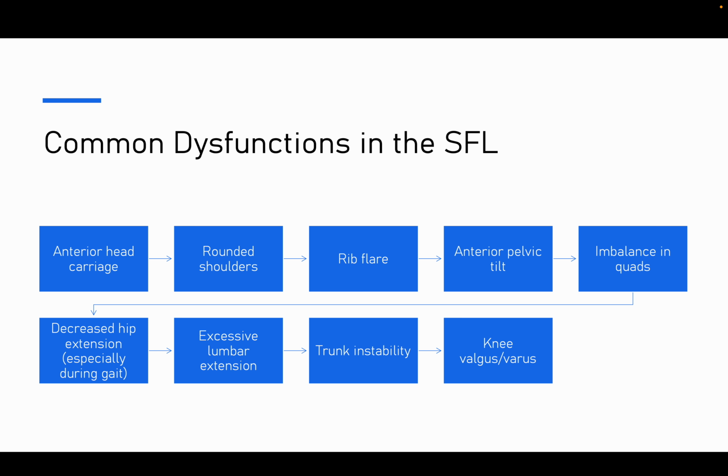So some common dysfunctions in the superficial front line, like I said, you can see an anterior head carriage, which is having your head tilted forward, rounded shoulders, rib flaring, anterior pelvic tilt, imbalance in quads, decreased hip extension, and you can especially see this during gait patterns, excessive lumbar extension, trunk instability, and knee valgus and varus.